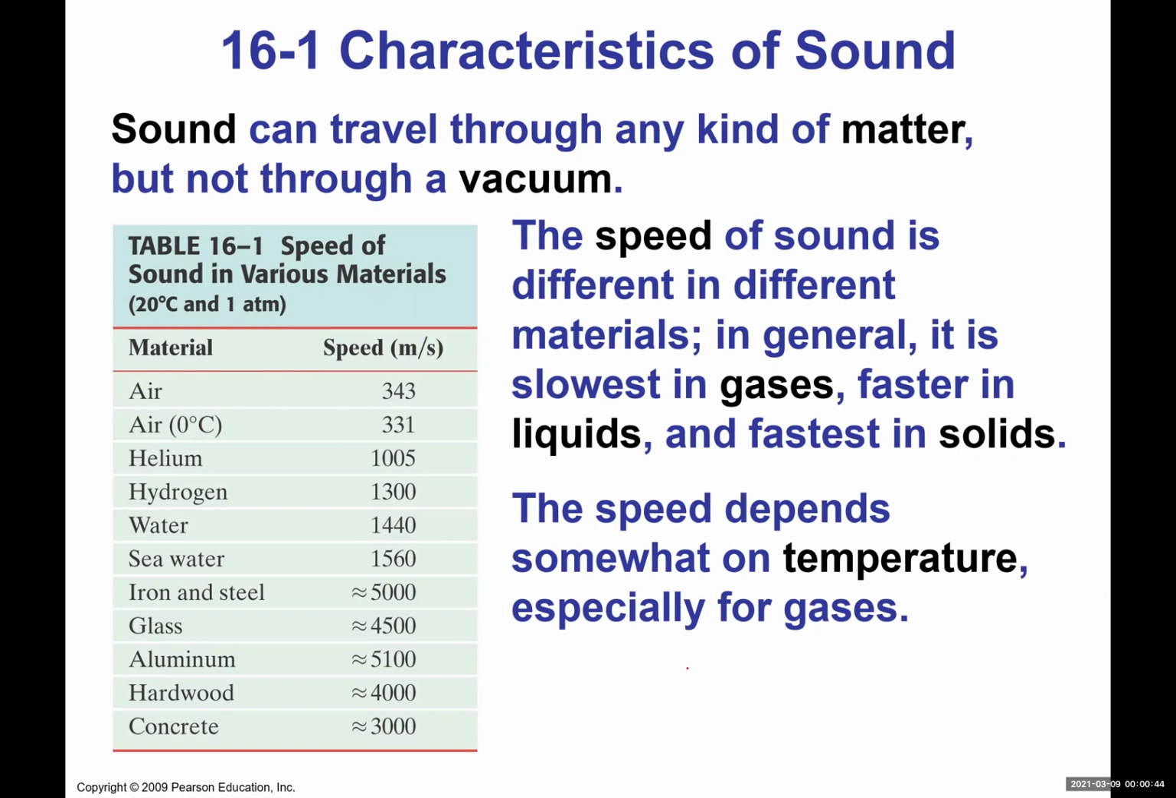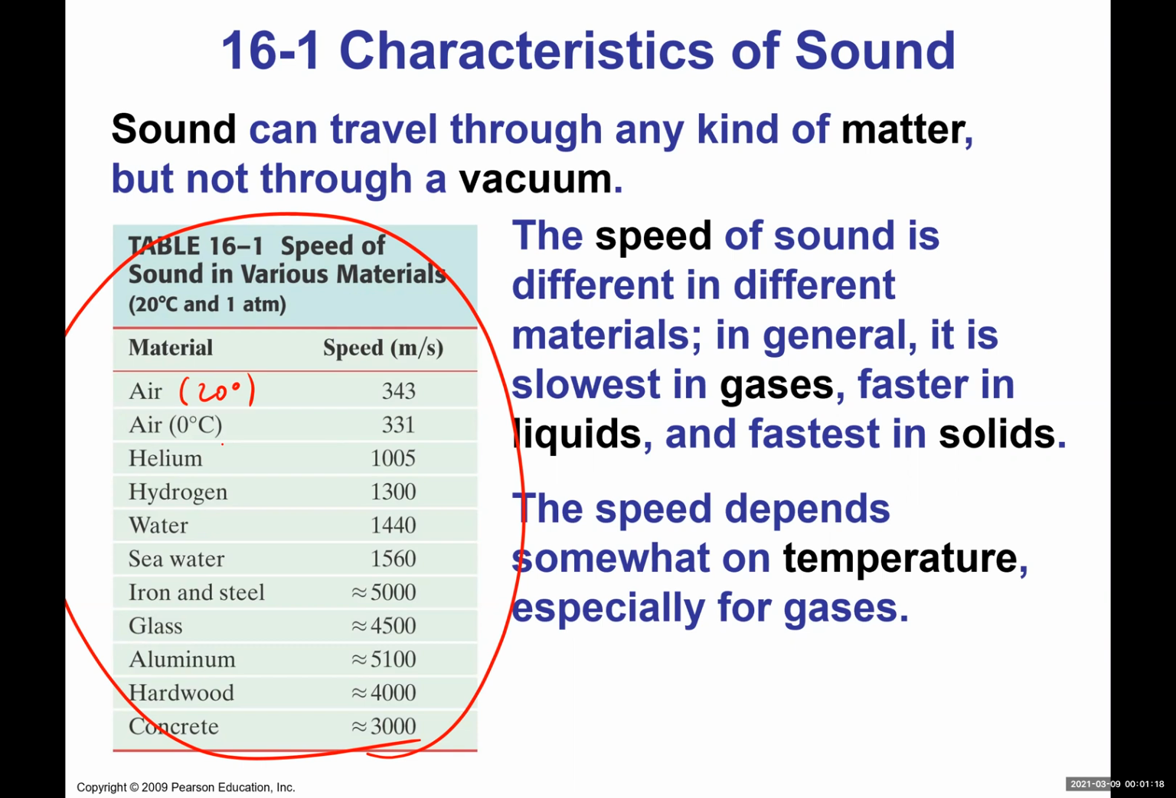And it has different speeds. And here's a table of the speed of sound in different materials. You can see that even in air, it not only depends on the material, it also depends on temperature. So you can think of around room temperature, 20 degrees Celsius, it is moving at 343 meters per second. At 0 degrees Celsius, it's moving at 331 meters per second, and so on and so forth.